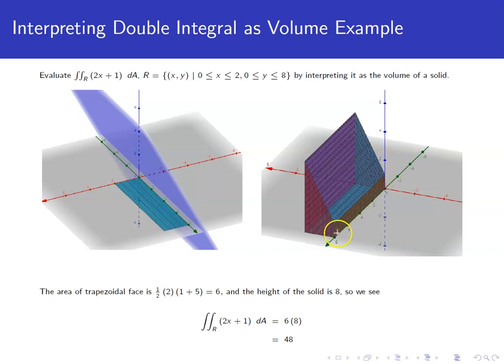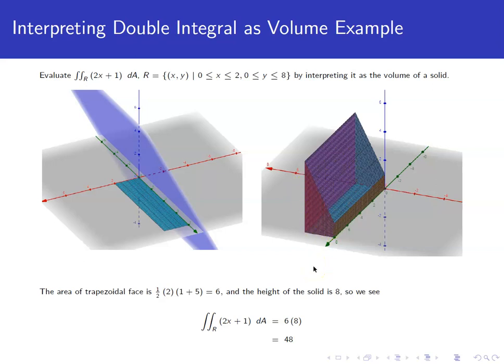Here is the face of the solid that would be in the plane x equal to 0. This one on the side that's kind of purplish here, that's behind the slanted one, that would be the one that's in the plane x equal to 2. This one here is in the plane y equal to 8.